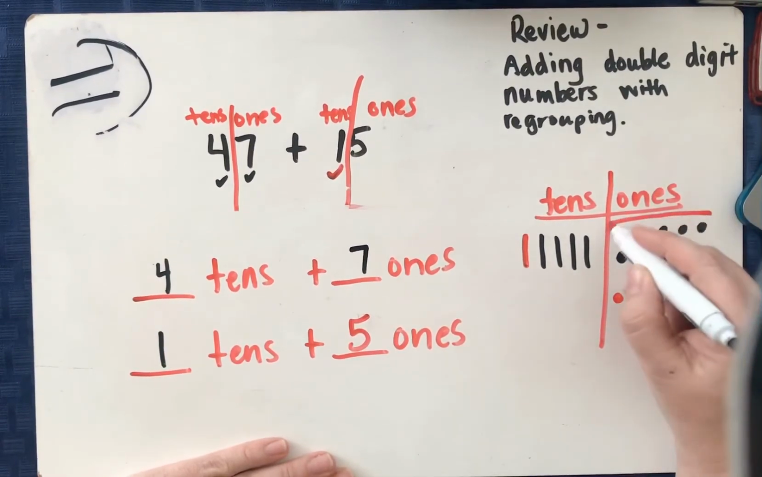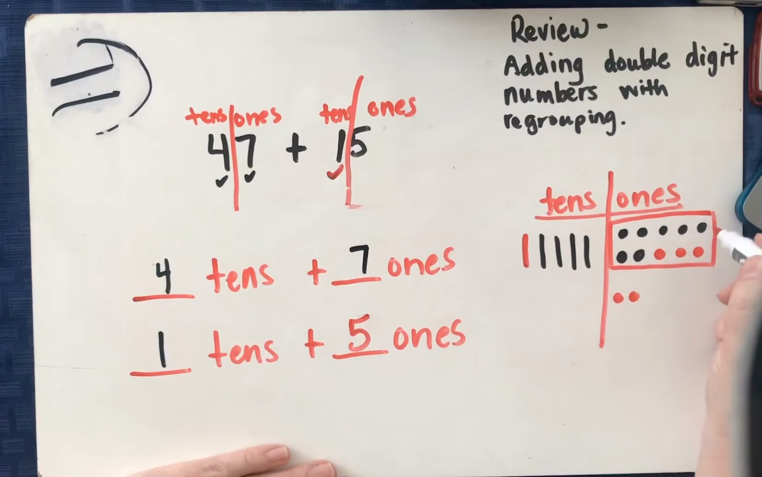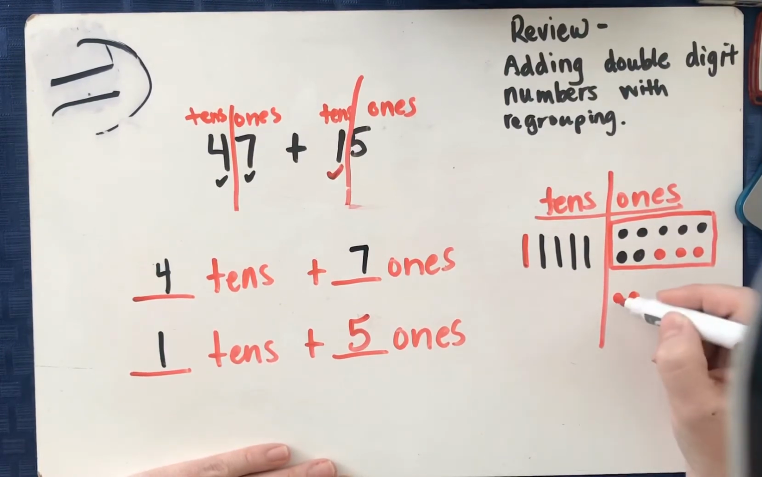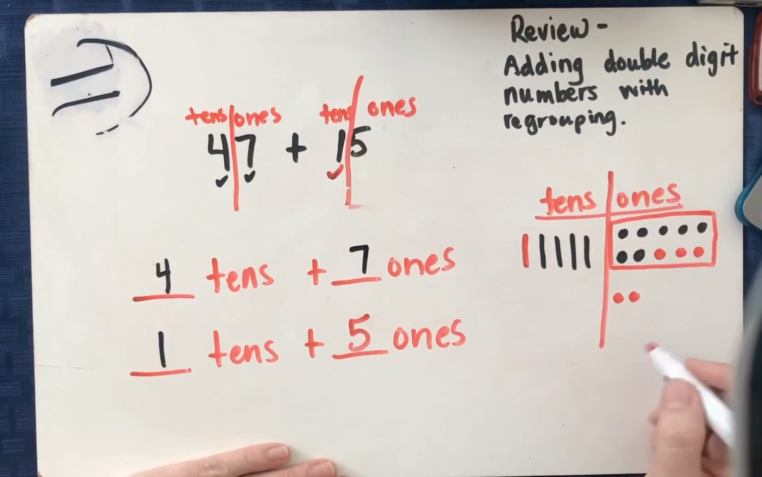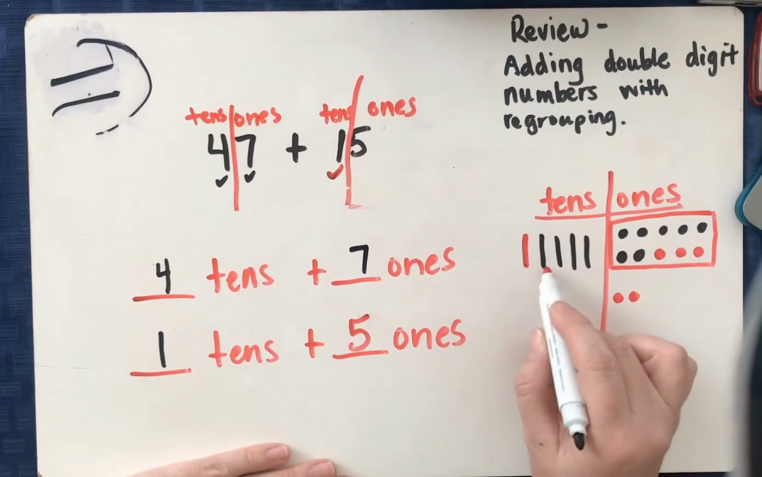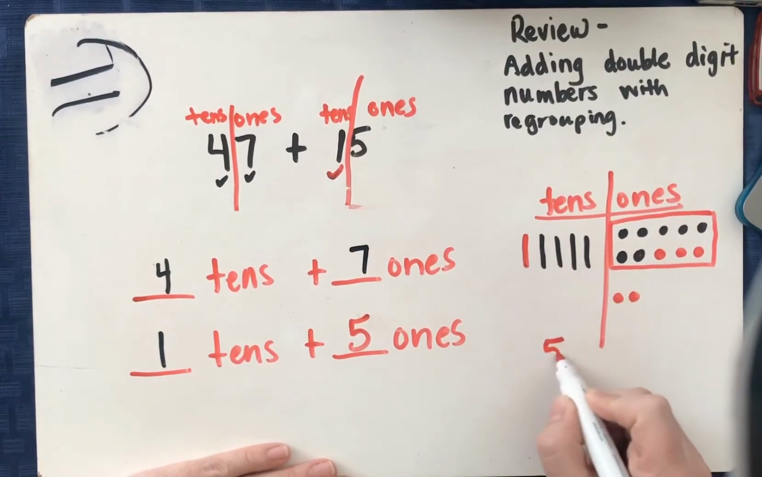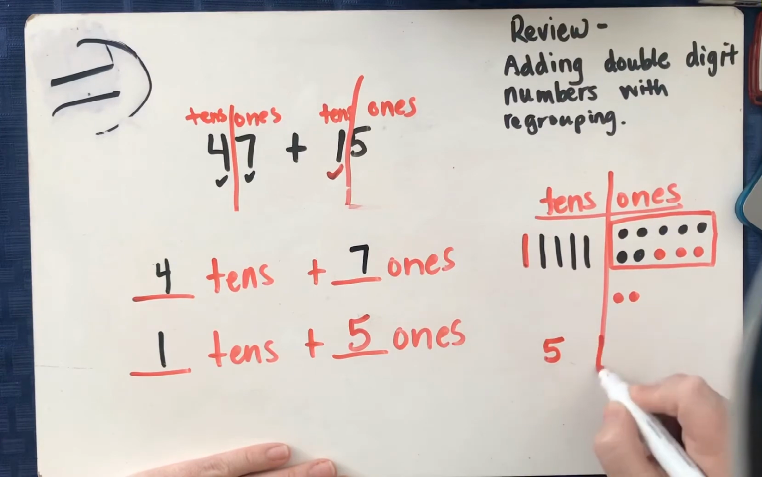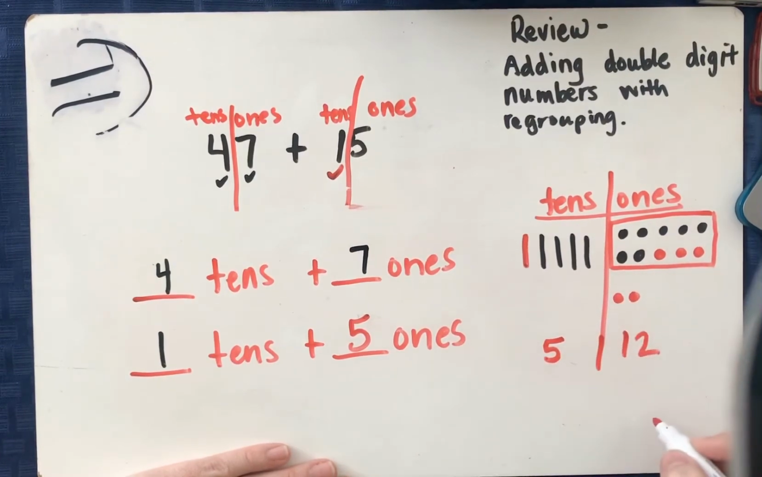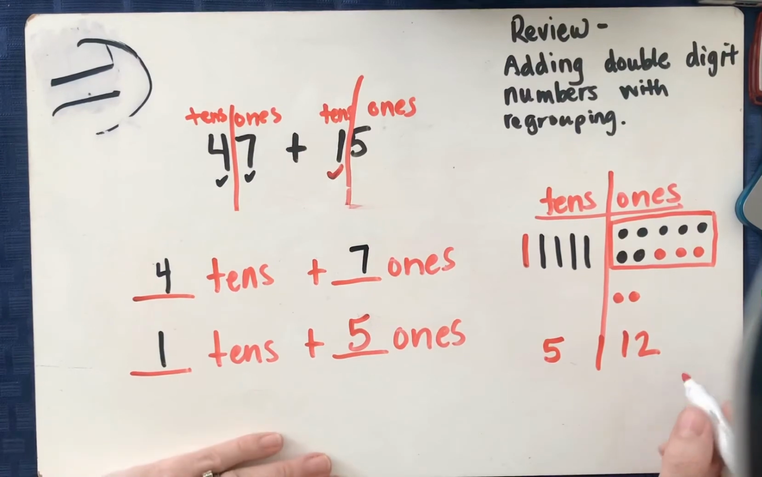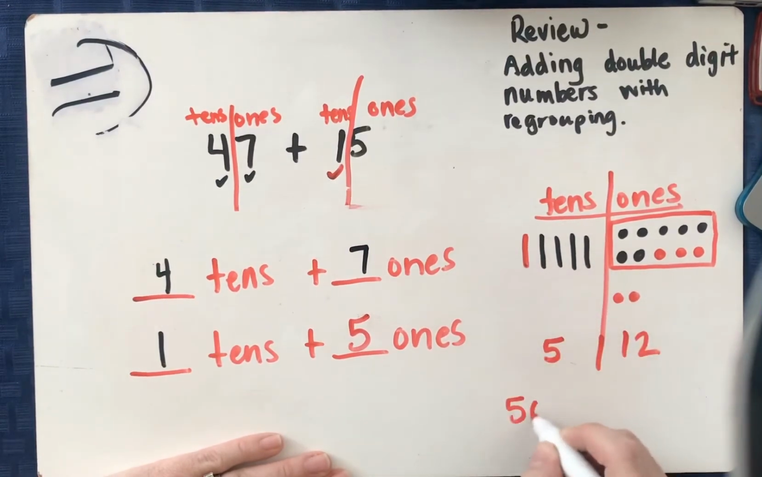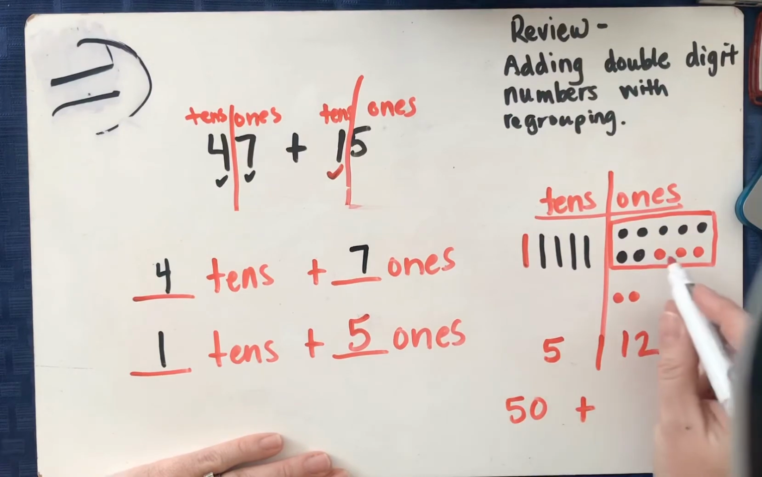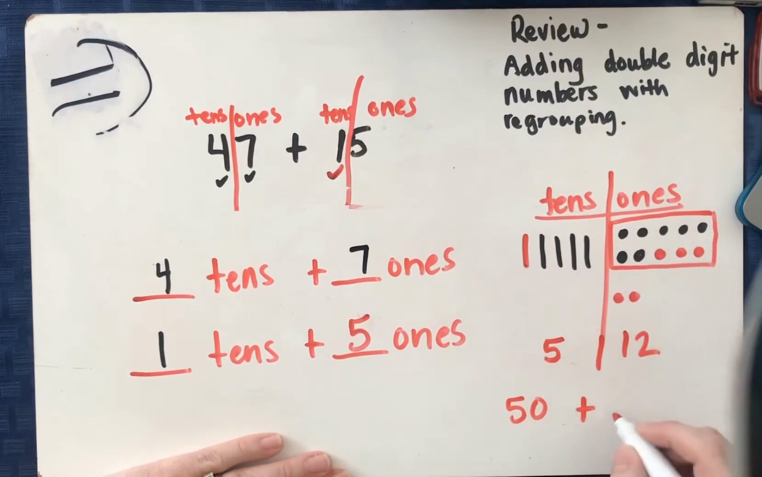I can see that I have now a group of 10 ones and 2 more ones. Okay? So I can actually look at this and say there's 1, 2, 3, 4, 5 tens and 12 ones. My number is not 512. It is 5 in the tens place. So 10, 20, 30, 40, 50. Plus, what's the value in the ones place? There's 10, 11, 12. 50 plus 12.